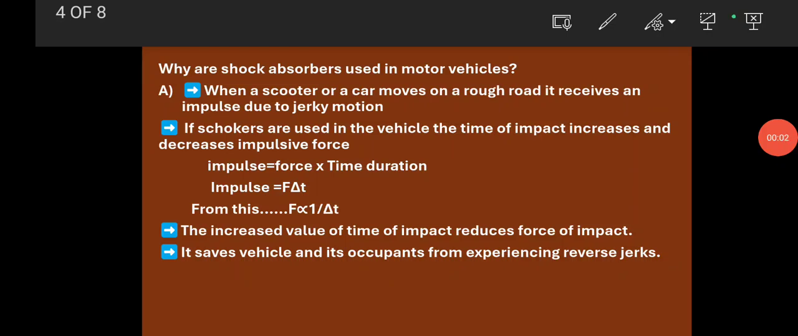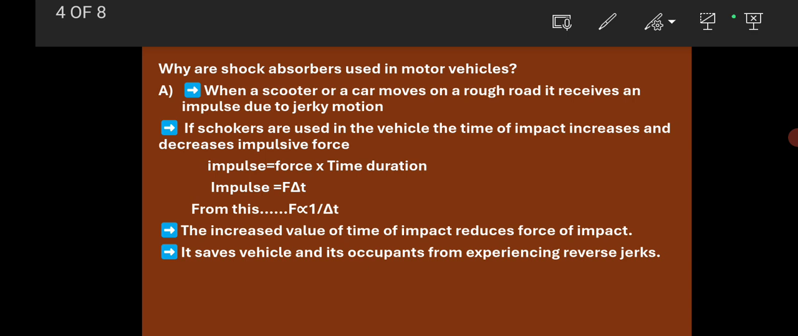Hello students. The next important short answer question of chapter 5, laws of motion, is: why are shock absorbers used in motor vehicles? To know this, before that let us define what impulse is.